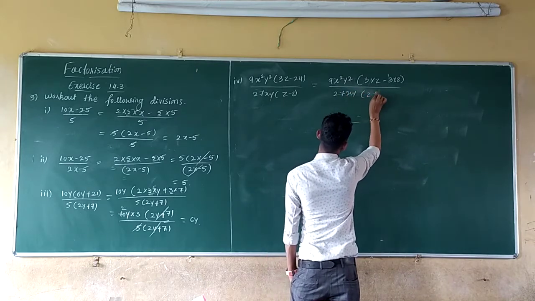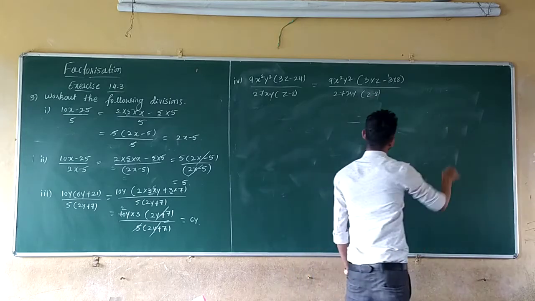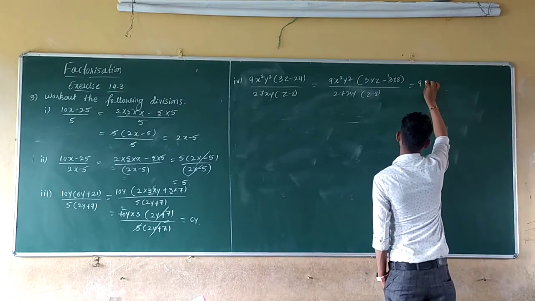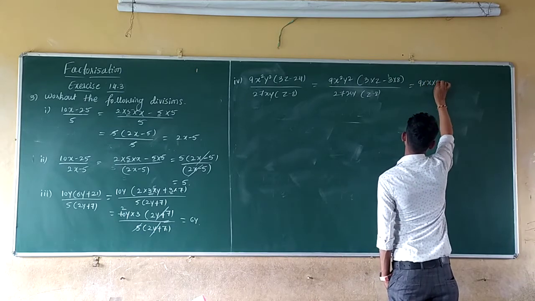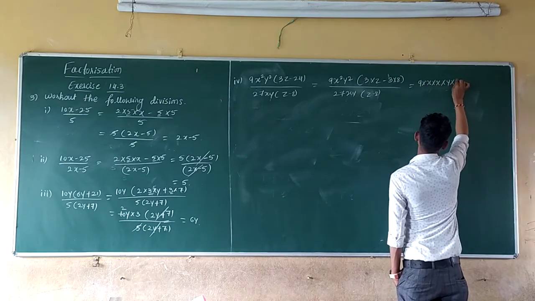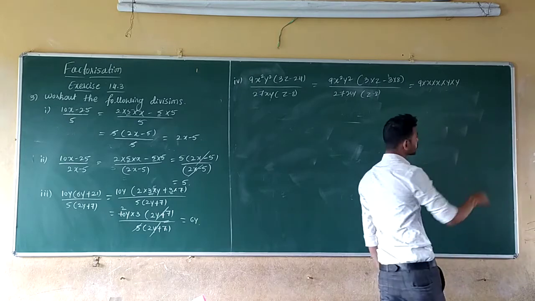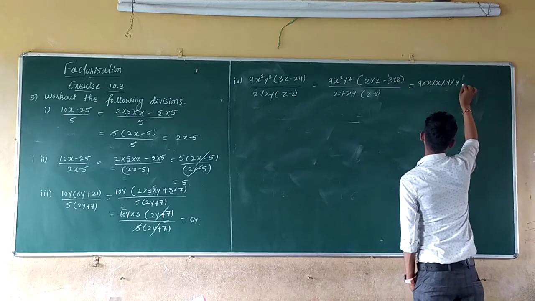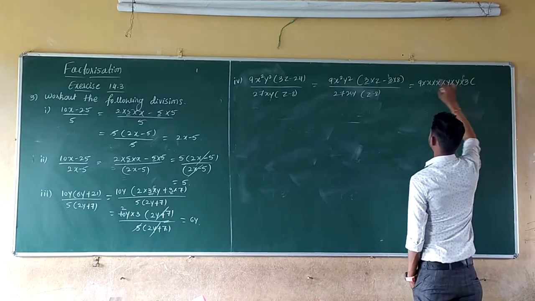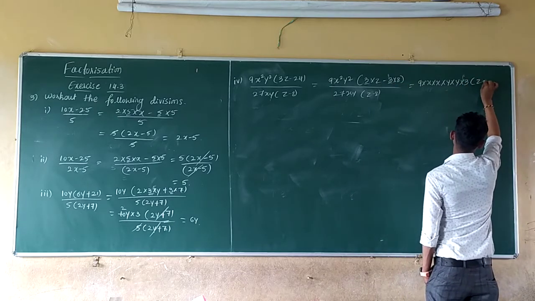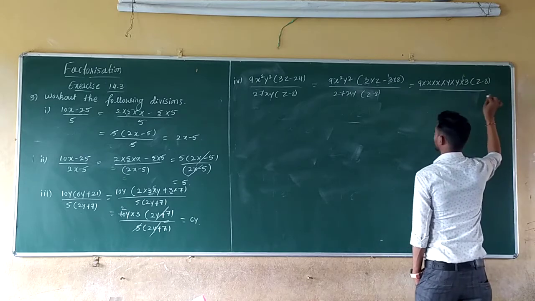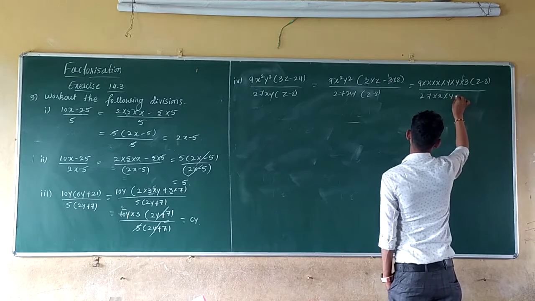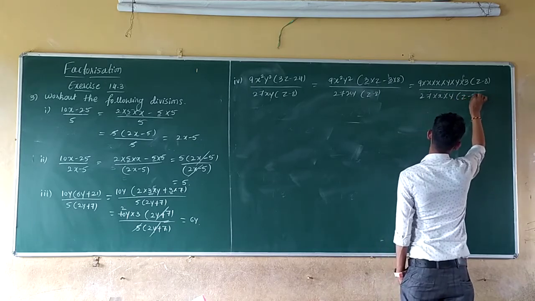Into z minus 8. So which is equals to, here 9x square we can write as x into x, y square we can write as y into y. And here what will be common? 3. Take that outside, into 3. What will remain? z minus 8 divided by 27 into x into 1 into z minus 8.